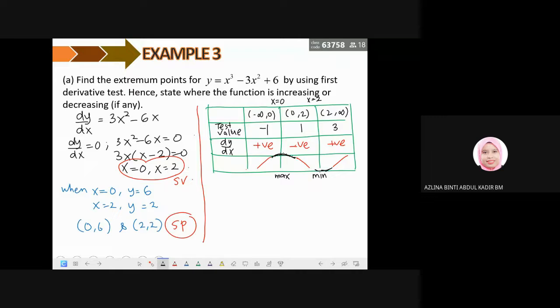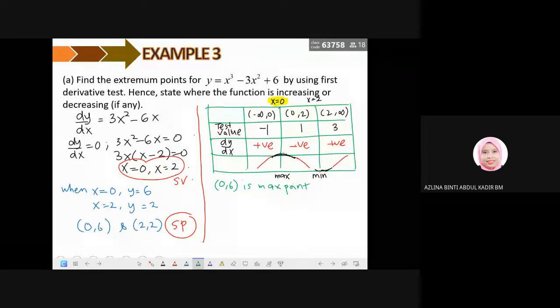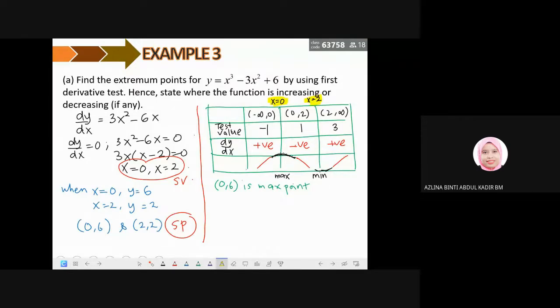So we write the maximum point at x equals 0. That means the point (0, 6) is the maximum point. And for the minimum point, it occurs at x equals 2. So the point is (2, 2). (2, 2) is the minimum point.